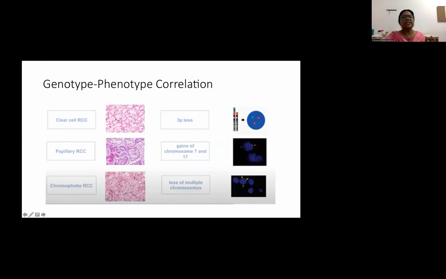Likewise, if it is a clear cell conventional renal cell carcinoma, the genotypic correlation is that it will exhibit a loss of the short arm of chromosome 3. Likewise, the papillary renal cell carcinoma would show a gain of chromosomes 7 and 17. So that is regarding the genotype-phenotype correlation.